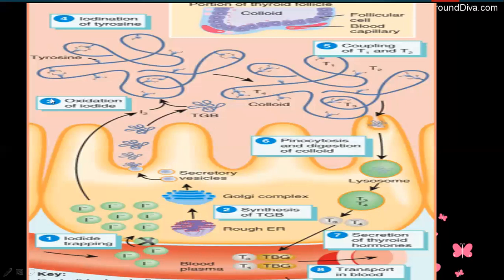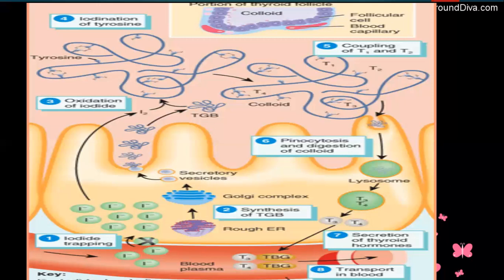Coming to the third step, oxidation of iodide. What is oxidation? Here the negatively charged iodide is converted into iodine in the presence of an enzyme, thyroperoxidase. Thyroperoxidase is the enzyme that helps convert iodide into iodine. That is called oxidation of iodide. So this is the third step. Next, the fourth one is iodination of tyrosine.